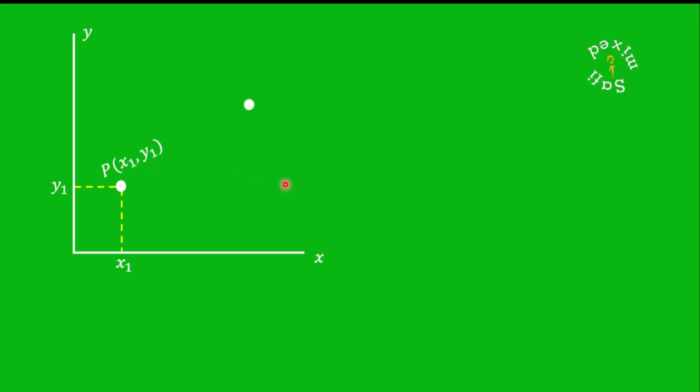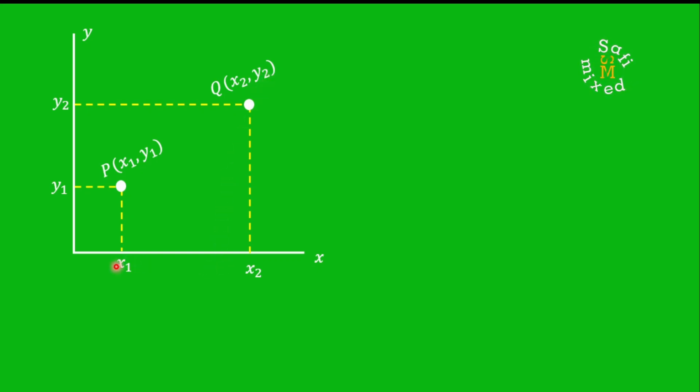Then I take another point and I represent this point with Q, and I do the same thing. That is, I drop a perpendicular on the x-axis and I represent this point with x2, and dropping a perpendicular on the y-axis, I represent this point with y2. That is, the coordinates of point Q are x2 and y2. And I write point Q like this, which says that point Q on the xy plane is a point whose value along the x-axis is x2 and along the y-axis is y2.